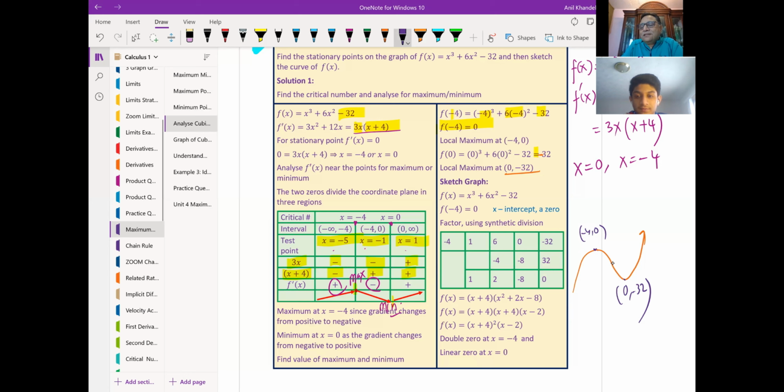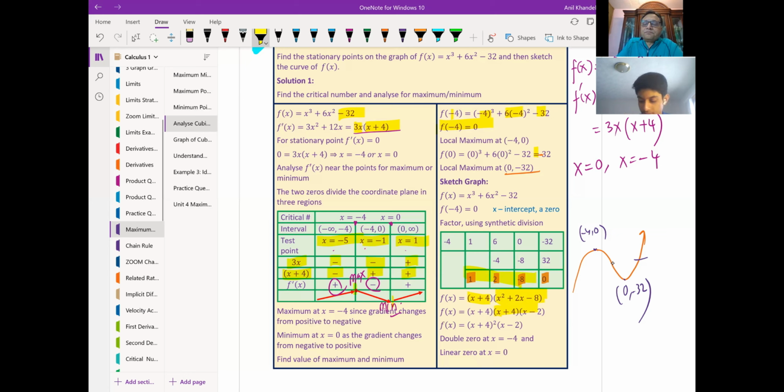Since you know that x-intercept, you can find the other x-intercepts also, correct? How will you do that? You remember the long division process? You can use long division or synthetic division, which we did. What do you call this method? Synthetic division. And so you get your parabola equation here, and clearly we could write our function as x plus 4 times x squared plus 2x minus 8, right? You can factor x squared plus 2x minus 8 using product and sum. You get two other factors, correct?